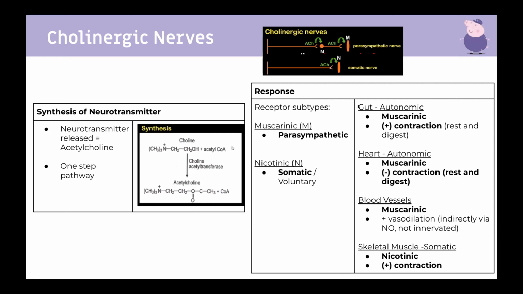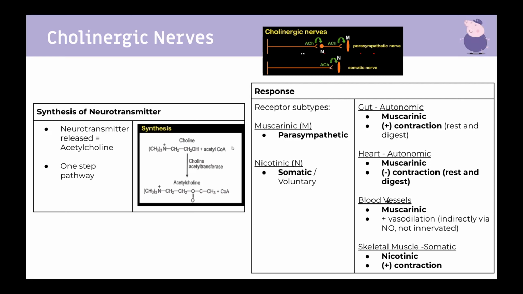And for the autonomic effects, you're going to see that there's going to be an increased gut motility. So it's going to increase the gut contraction because we're currently in the parasympathetic. So that means that we're resting and digesting. That's the main focus. So we're really relaxed and we're trying to rest and digest. Then with your heart, for the autonomic control, you're going to see that there's going to be a decreased contraction in the heart because you're not going to be wanting blood pumping around the body too fast.